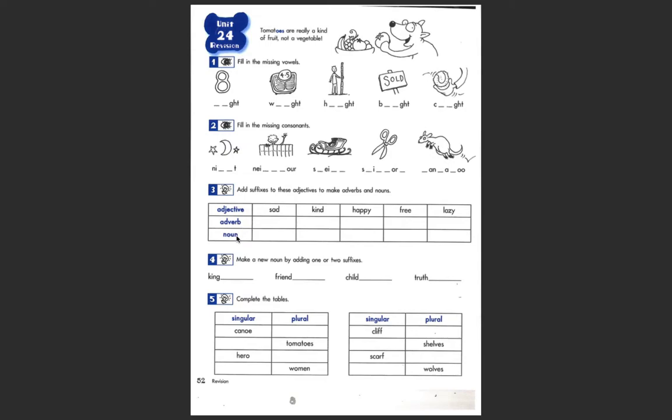Now let's have a look at question 4. Make a new noun by adding 1 or 2 suffixes. So basically, this is the same as what you've been doing at question number 3. For question number 5, it says complete the tables, and we've got singular and plural. Singular is 1, plural is more than 1.